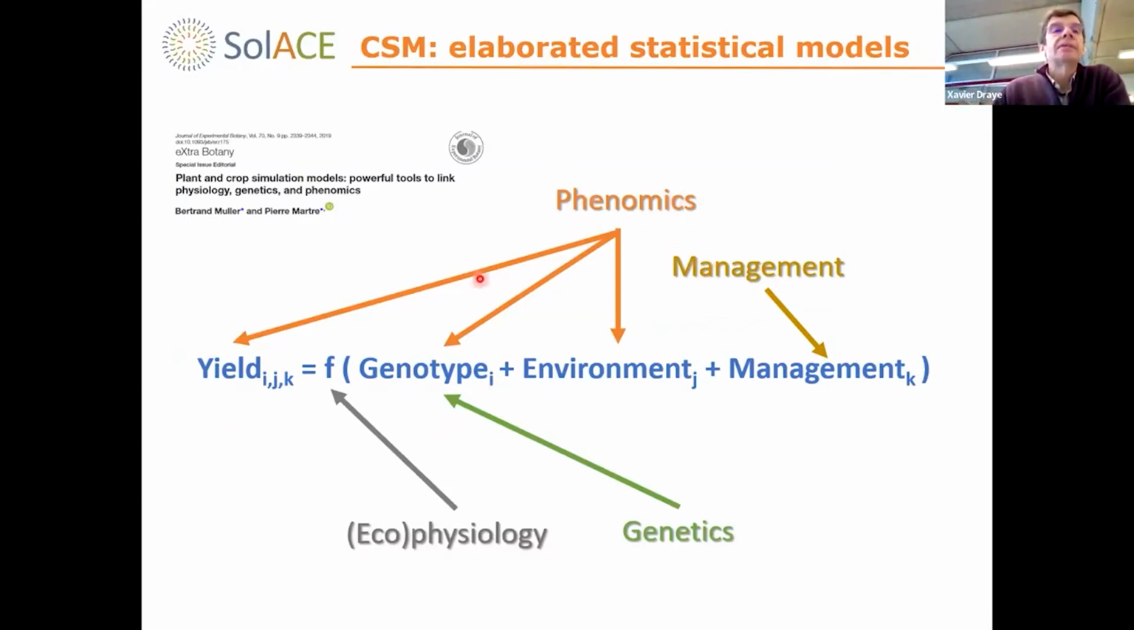So phenomics is going to give information about yield, about genotypic effects, about environmental effects. Genetics is describing the genotype. Management and agriculture is describing management as it is. And the function here is the magic function, which represents the functioning of the system, with the interaction of phenotype with the environment and with the management.